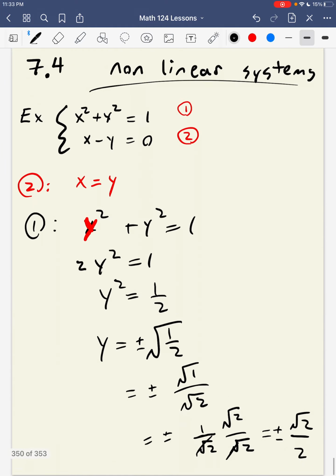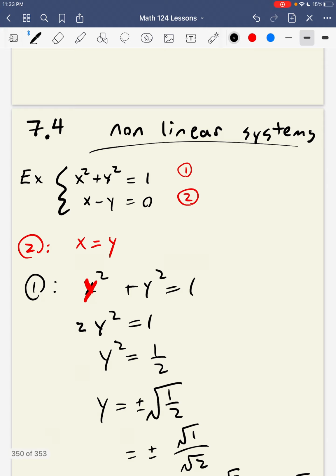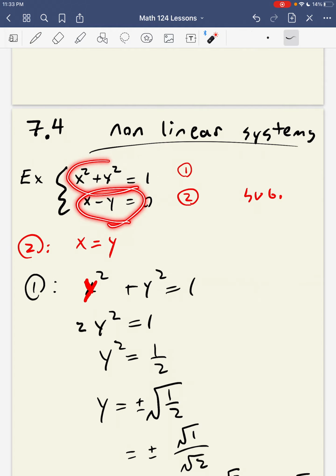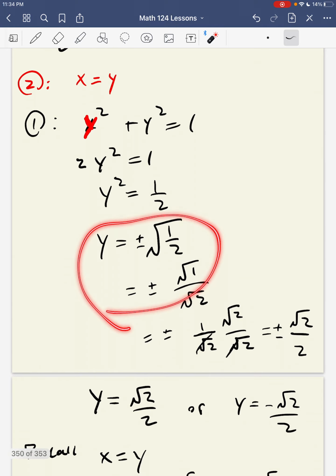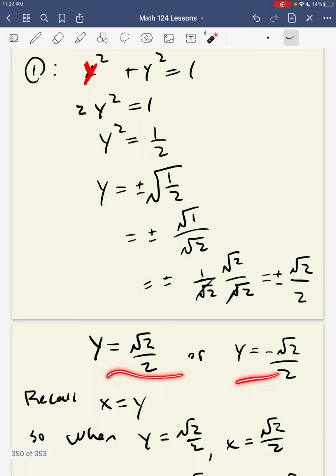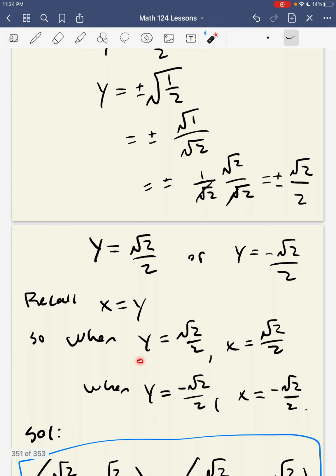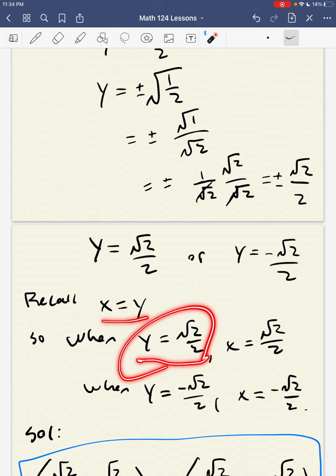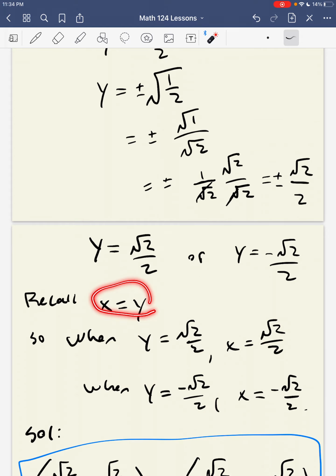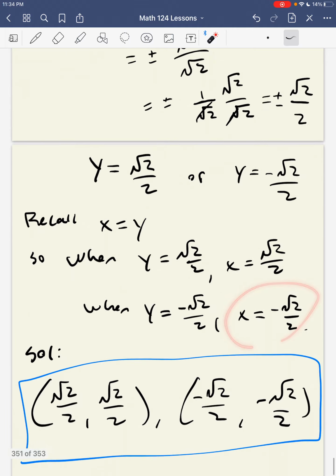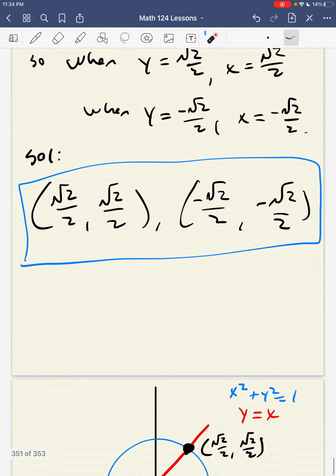So this was an example of a nonlinear system in which we used the substitution method. We plugged equation 2 into equation 1 and solved for y. We had 2 solutions for y, so we had to break it up into 2 cases. When y equaled the first solution, we plugged in and got x. When y equals the second solution, we plugged into equation 2 and got the other value for x. And that was our solution.